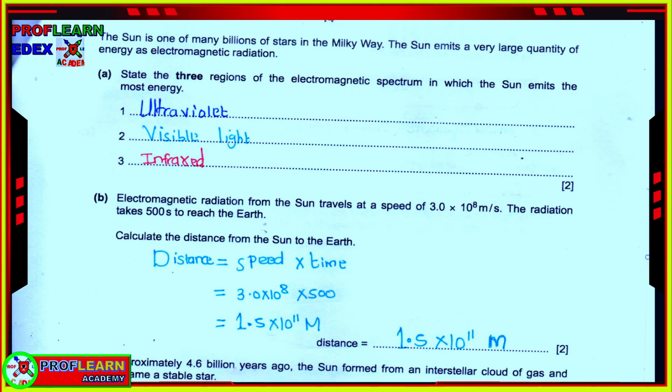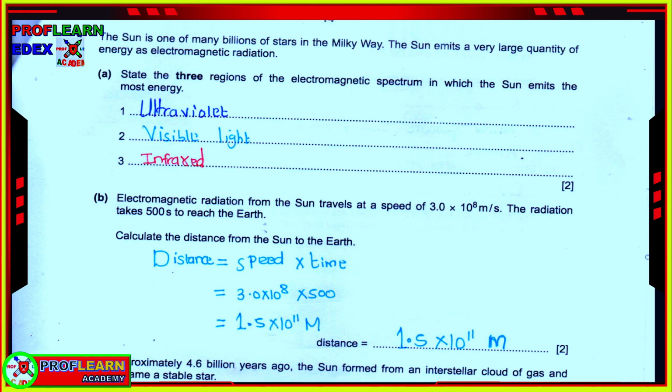Also, that has ever been tested. We are told that the sun is one of many billions of stars in the Milky Way, and the sun emits a very large quantity of energy as electromagnetic radiation. State the 3 regions of the electromagnetic spectrum in which the sun emits the most energy. Ultraviolet, which usually affects our skin, is emitted by the sun. Also visible light, that's why you can see objects around, is emitted from the sun. And also we feel some heat coming from the sun in the form of infrared.